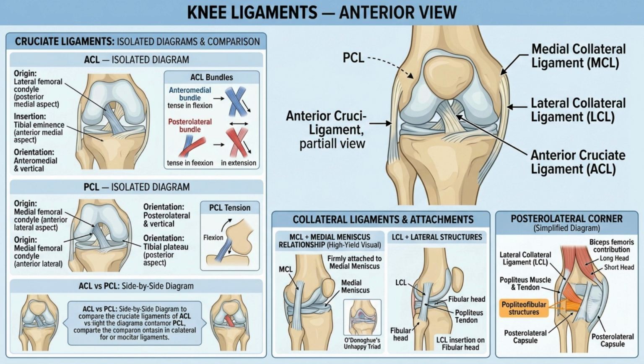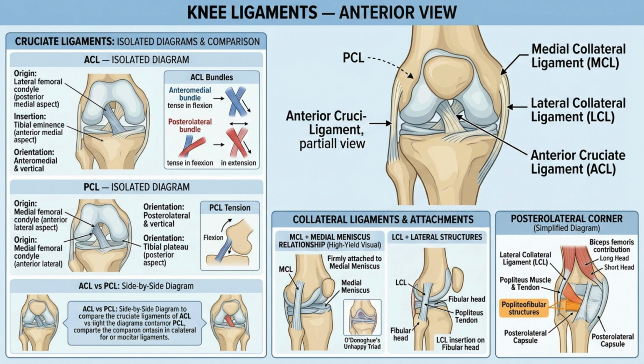Now, let's move to the major ligaments. The four key ligaments are the ACL, PCL, MCL, and LCL. The ACL and PCL are the cruciate ligaments. MCL and LCL are the collateral ligaments. Together, they control excessive translation and rotation while guiding normal knee motion.